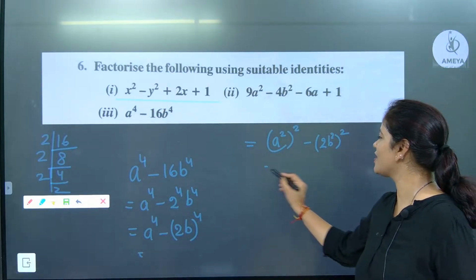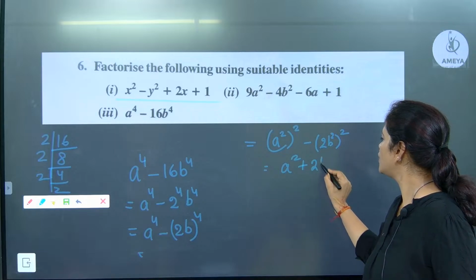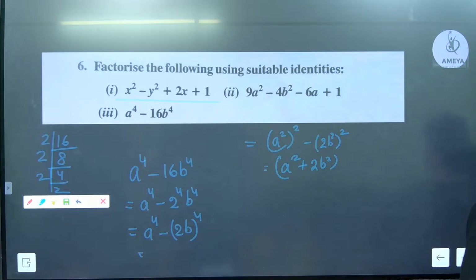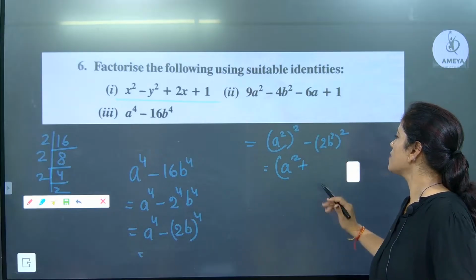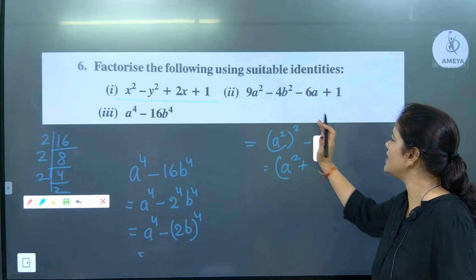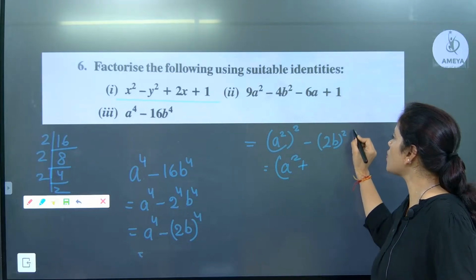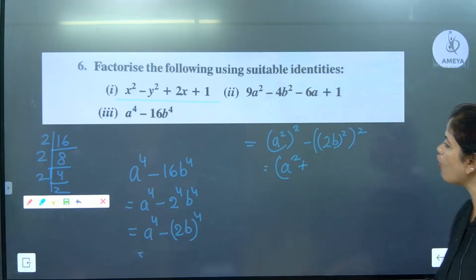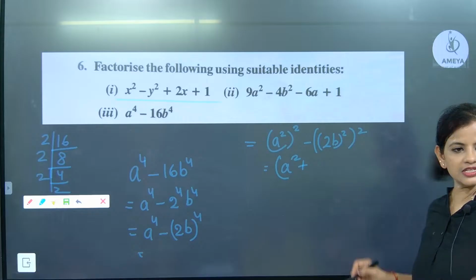So here it will become a square plus 2b whole square. Is it correct? No, it will not be correct, because here it is exactly like this: 2b whole square, outside square. Because it is 4 squared, 16 now. It is 16. Now are you understanding correct?